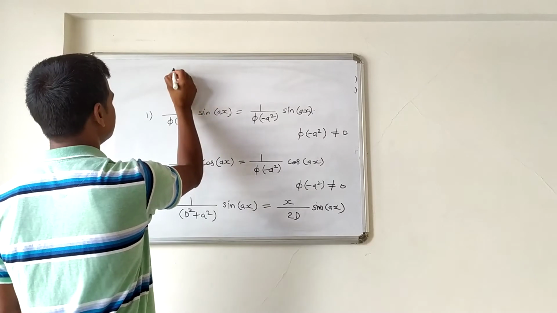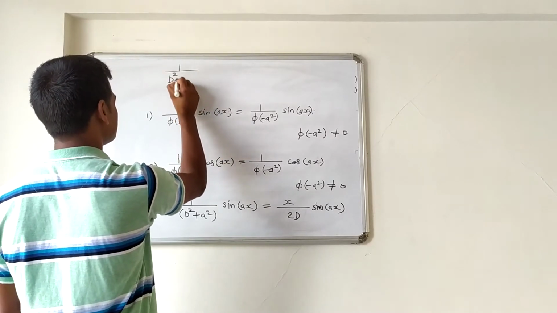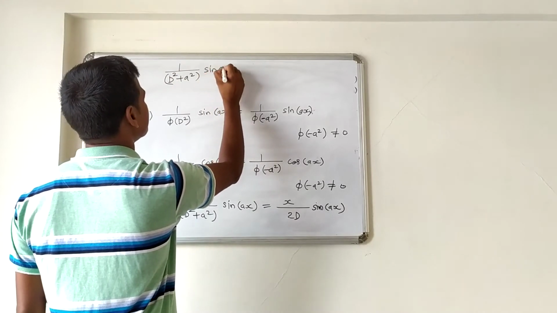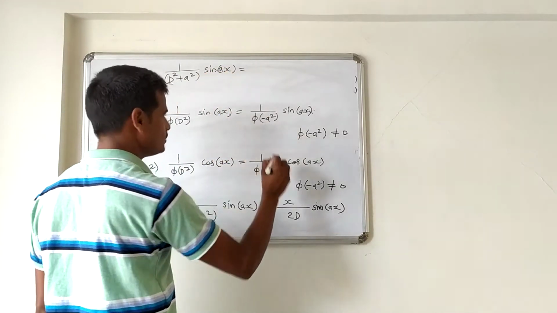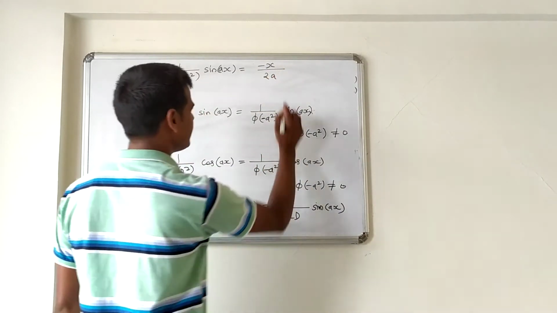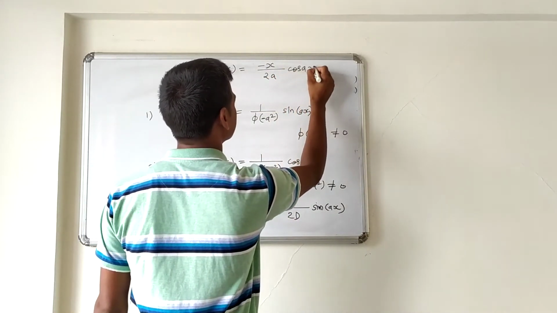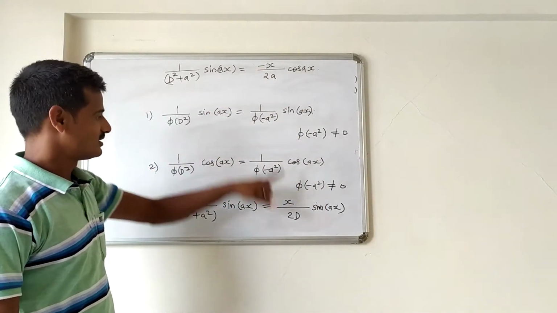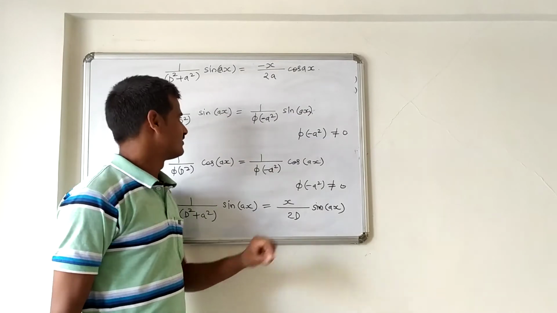Therefore I will write the third result as 1 upon d square plus a square operated on sine of ax is equal to minus x upon 2a cos of ax. This is the third result. Remember that there is a negative sign because of the integration of the sine function.